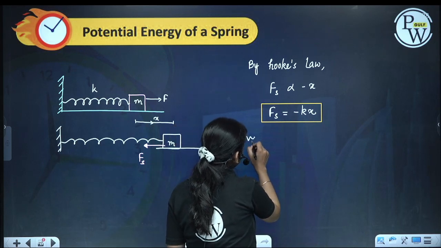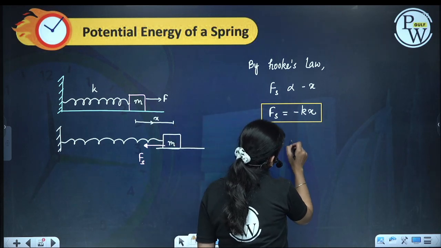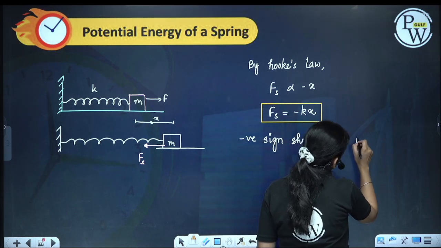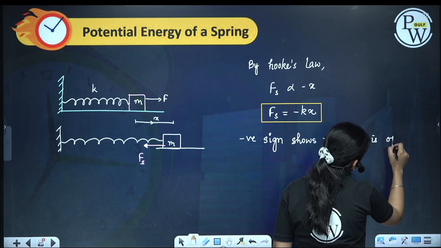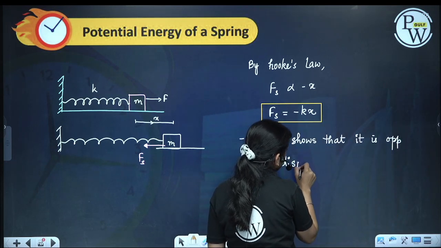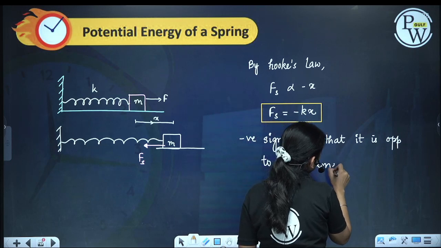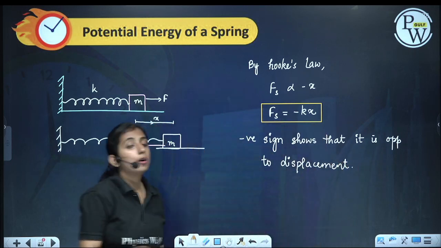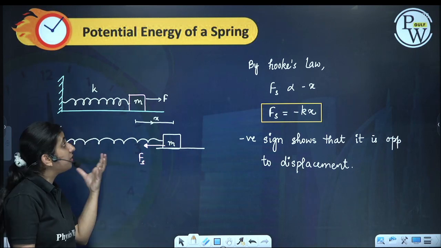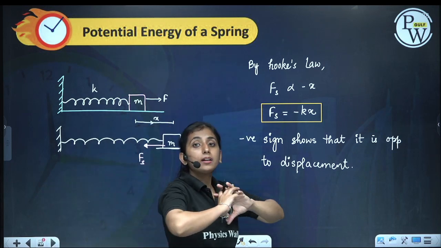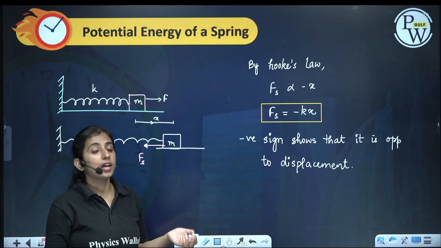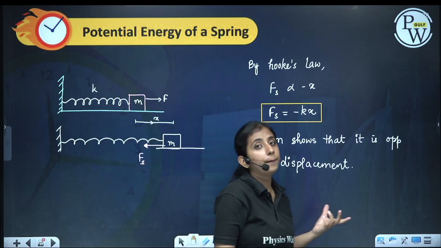Okay, the negative sign shows that it is opposite to displacement. If we elongate the spring, force will act towards the spring to regain its original position. If we compress the spring, force will act away from the spring to elongate and regain its original position. Okay, so Fs will be equal to minus kx.